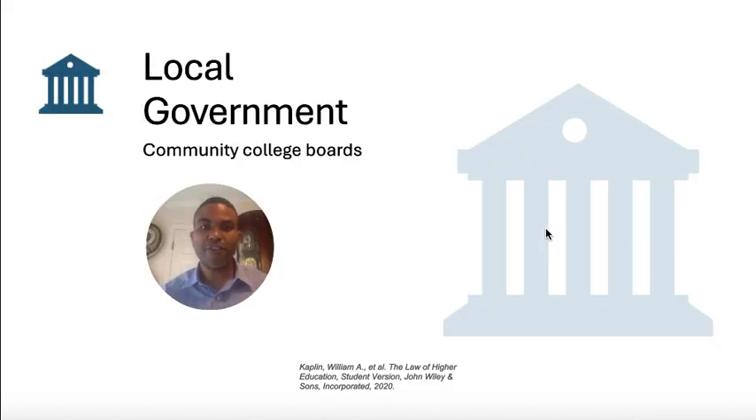The local government is typically only involved at the community college level, in terms of the community college boards, and also through local tax dollar revenue.